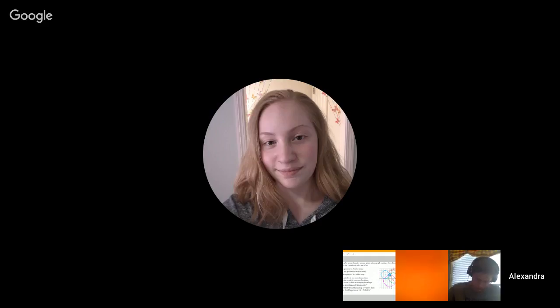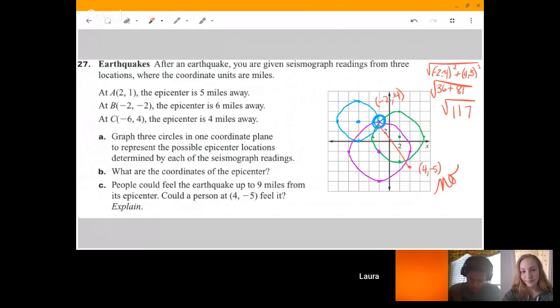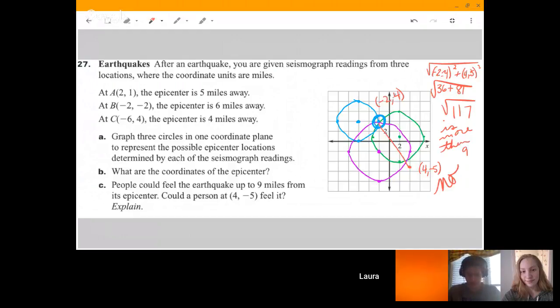So it says to explain that. Is it just me showing my work enough to explain that? Just showing your work is fine. You could say that root 117 is more than 9, or you could say, no, it's too far away. But if I saw where you were finding that distance, that tells me you were going about it the right way. You wouldn't get credit if you just randomly guess yes or no.